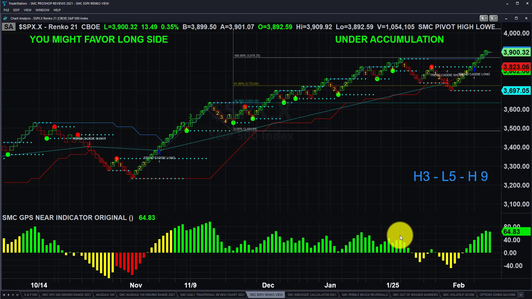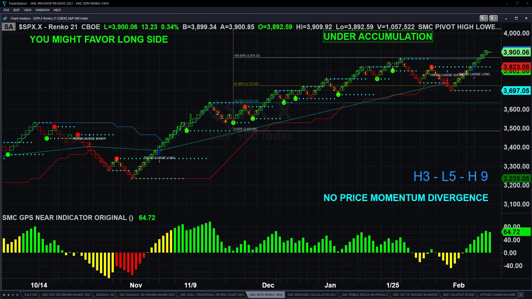Basically, a momentum indicator. Above the zero line, one would want to be long. Below, one might want to be short. Yellow, one might want to be cautionary. And then we can interpret divergence from here. In fact, let's plug in our divergence indicator. Okay, so here is our divergence indicator. I can explain what this is in a moment. And at the moment, it's saying there is no price momentum divergence.